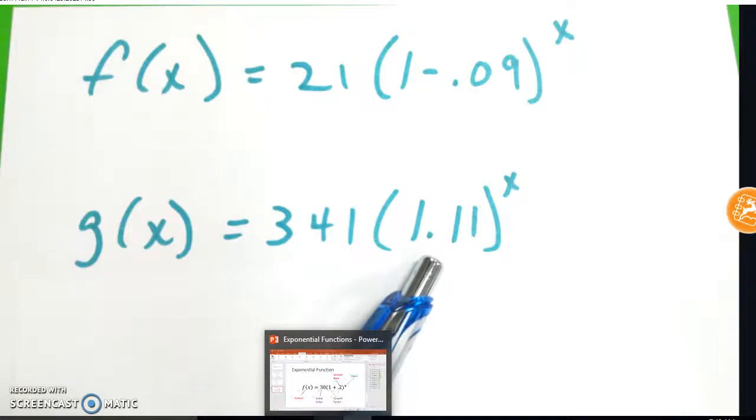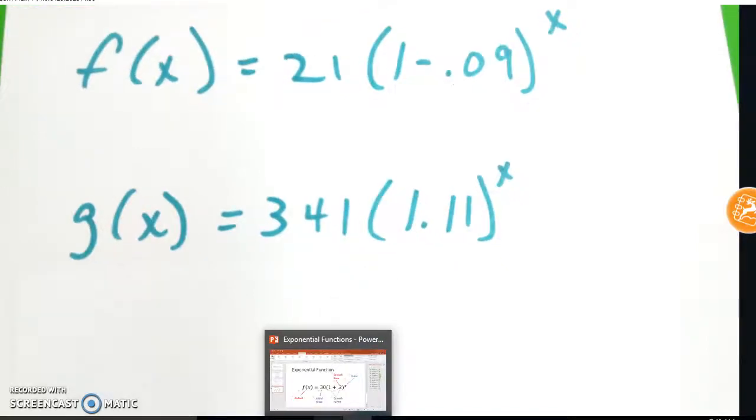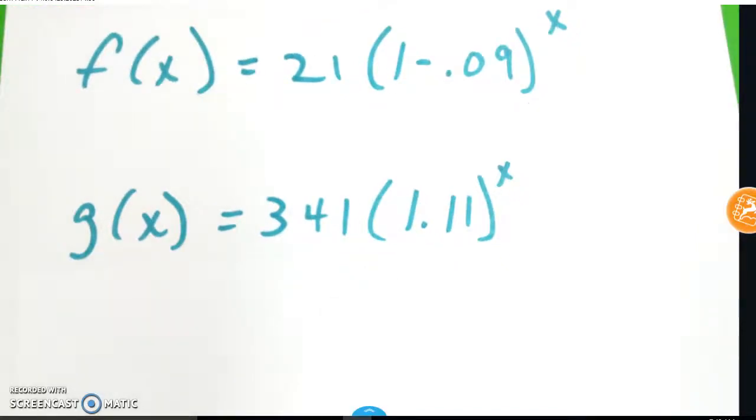If you look at g of x, your initial amount is 341. Now here, your number is more than 1, so it's exponential growth. And then if you could tell me what your growth rate is, that'd be totally awesome. So your growth rate here is 0.11, which would be 11%.